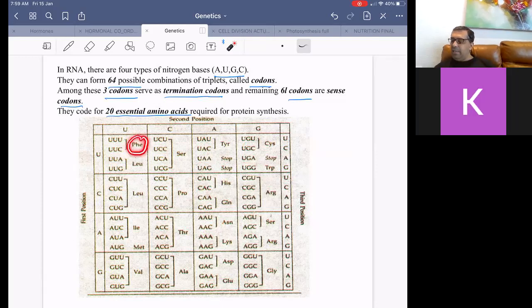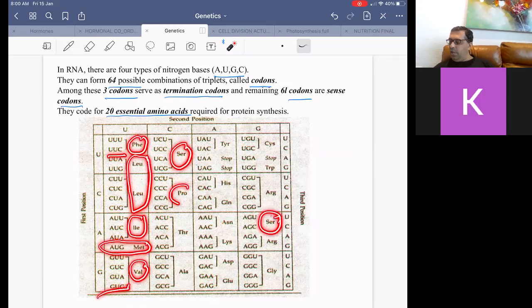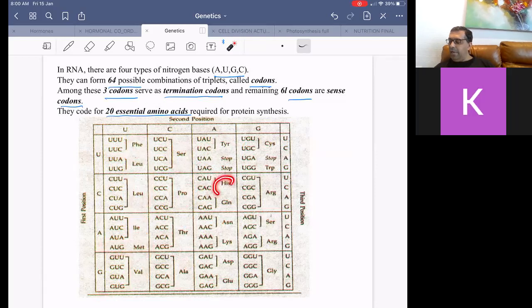For phenylalanine, there are 2. For leucine, there are 6. For isoleucine, there are 3. For methionine, only AUG. For valine, there are 4. For serine, there are 6. For proline, 4. Threonine, 4. Alanine, 4. Tyrosine, 2. And then histidine, 2. Glutamine 2, asparagine 2, lysine 2, aspartic acid 2, glutamic acid 2, cysteine 2, tryptophan 1.